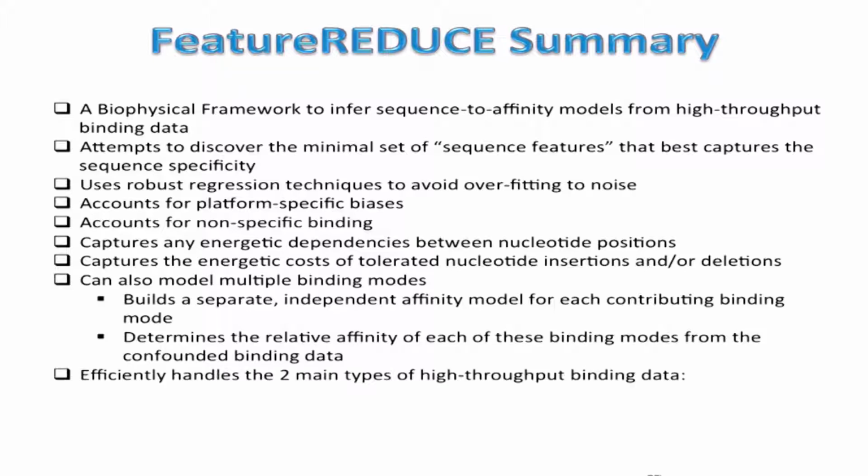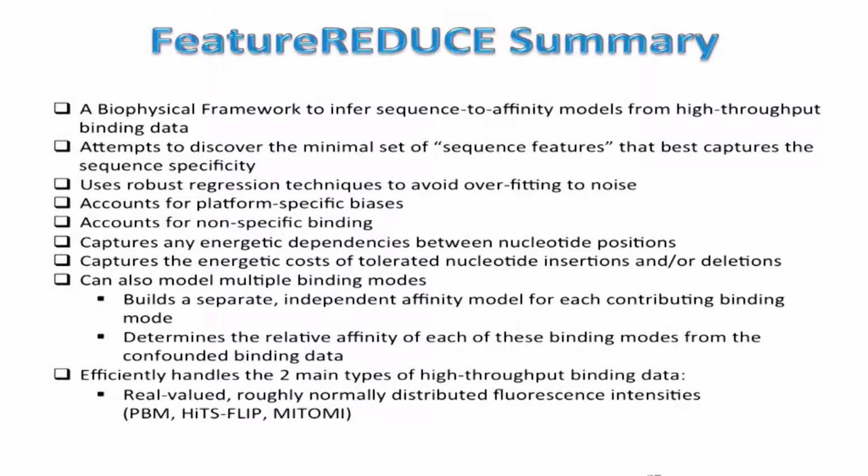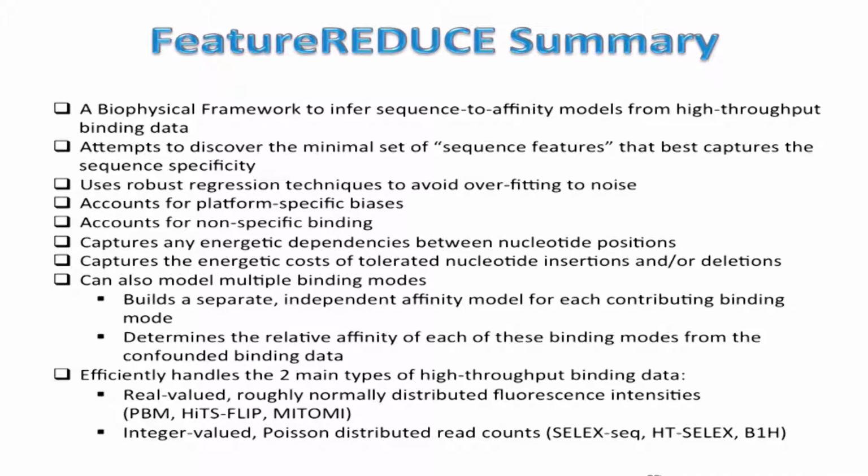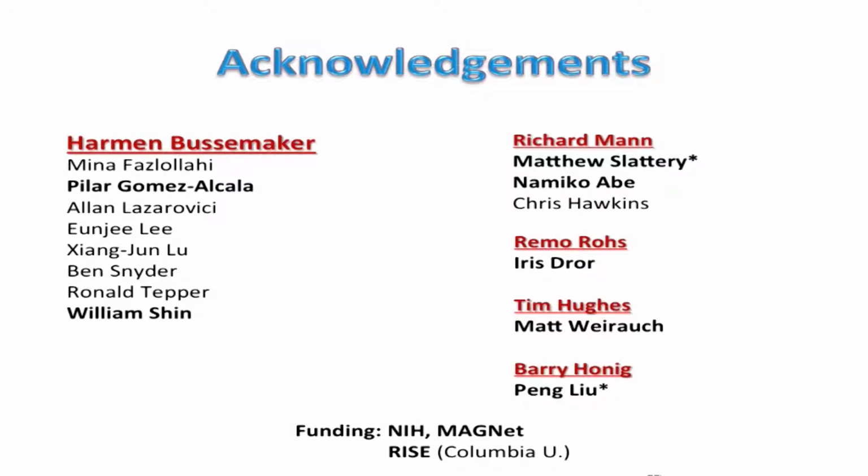And then finally, the two different types of data. We have the real valued, roughly normally distributed fluorescence intensities from PBM and HiTS-FLIP, Mono-mer. I didn't have time to talk about HiTS-FLIP and Mono-mer; we're going to talk about it later. And the integer valued sequencing counts from high-throughput sequencing in vitro binding assays. And to thank, of course, everyone in the lab and collaborators, Richard Mann and Matt Slattery. Matt Slattery did all the experiments for the SELEX-seq Hox data, and Matt and Tim Hughes. And thank you for your time.